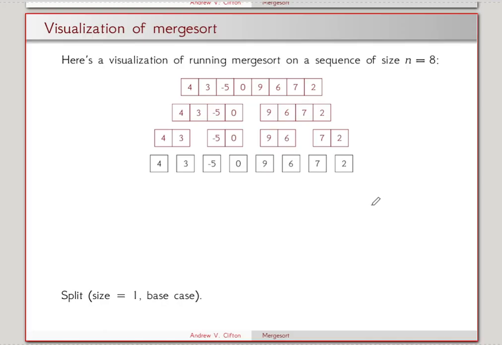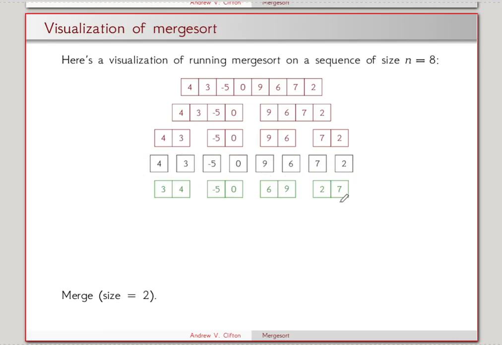So then we're going to start merging things back together. I'm going to merge 4 and 3, -5 and 0, 9 and 6, and 7 and 2. When I merge 4 and 3, that flips them around, puts the 3 first and the 4 second. When I merge -5 and 0, that doesn't do anything. When I merge 9 and 6, that flips those. When I merge 2 and 7, that flips those.